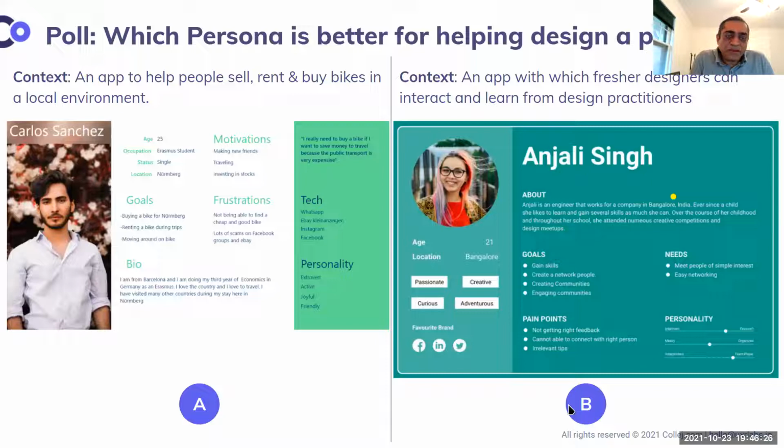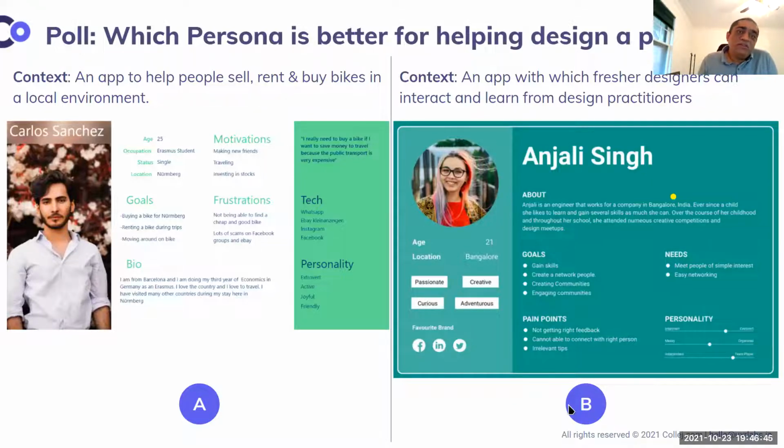Awesome. All right. So more or less, it's kind of even, but quite a few people have said B is good, Anjali Singh's profile is good. And then I think the largest number have basically said both of them are good to go.